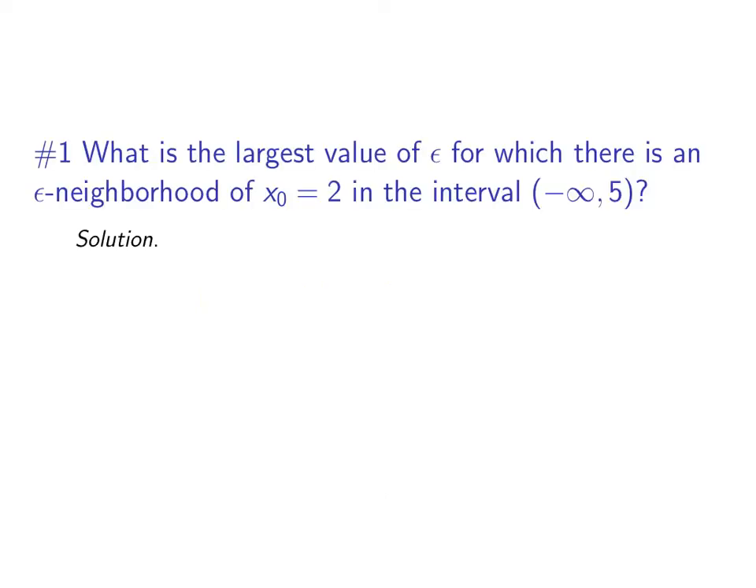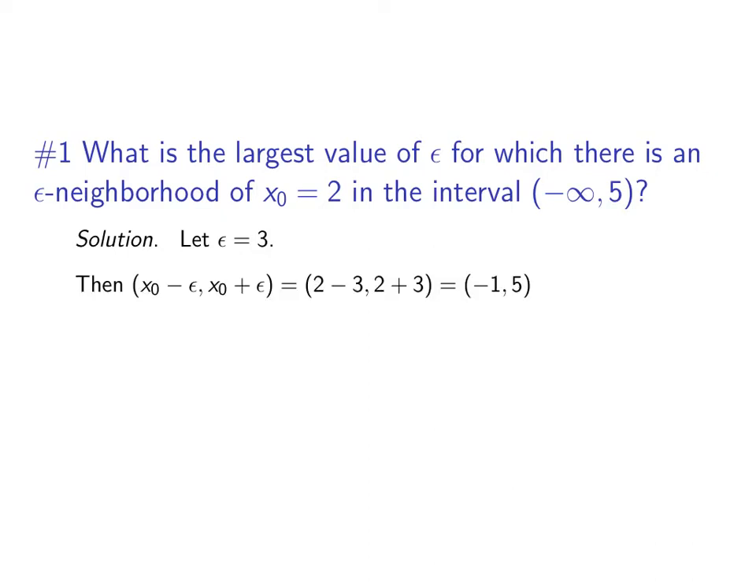Here's a quick walkthrough of the homework problems from section 1.3 that ask for examples of things with explanations. The largest epsilon neighborhood of 2 that fits in the interval. Remember, these are all open sets, and so epsilon equals 3 would be fine. You don't have to do 2.9 or 2.99.